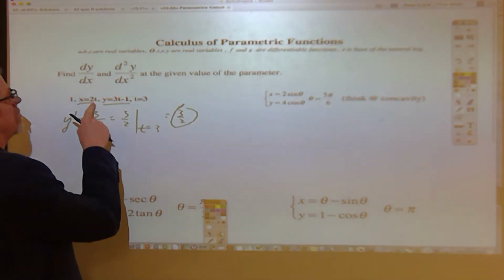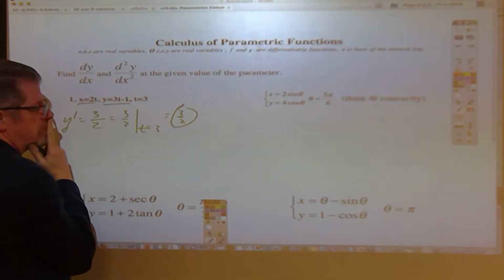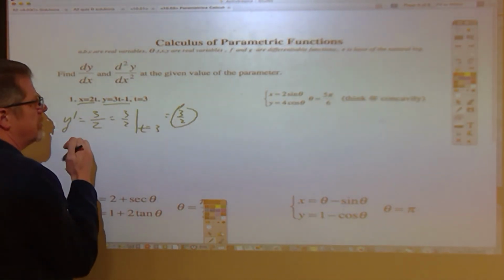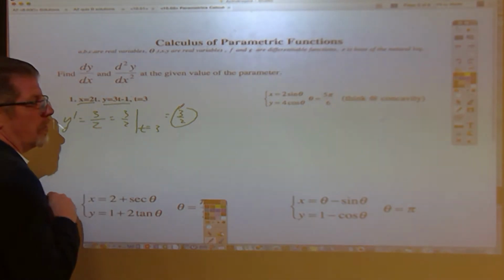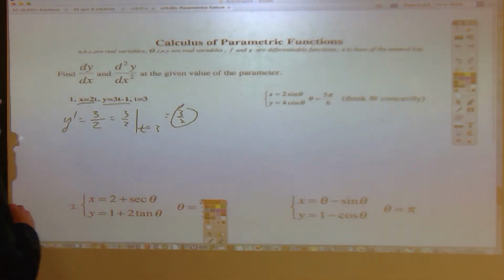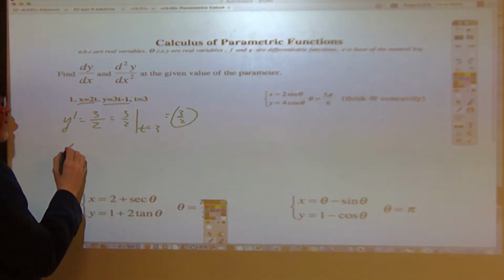So they're traveling 2 feet per second in the x direction, 3 in the y direction. And so when you take dy dt over dx dt, you get 1.5, which would be an understanding of the velocity. Let's take a look at the second derivative.